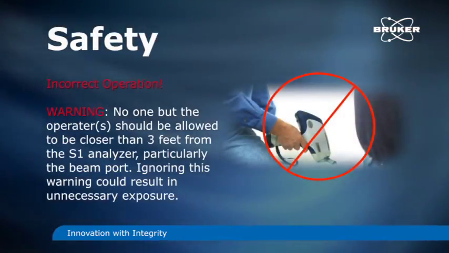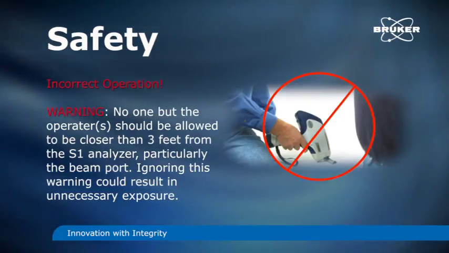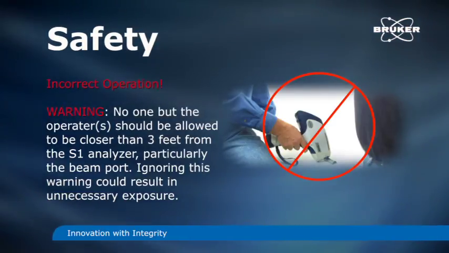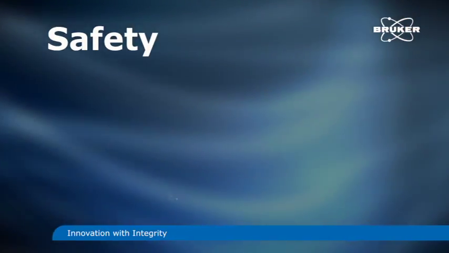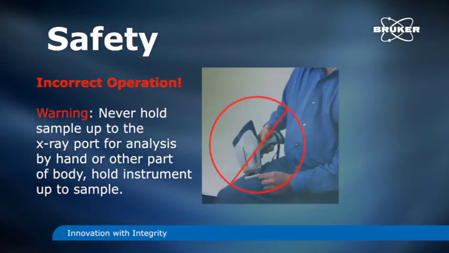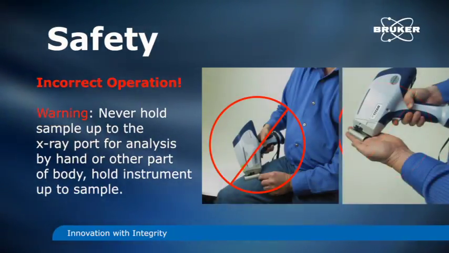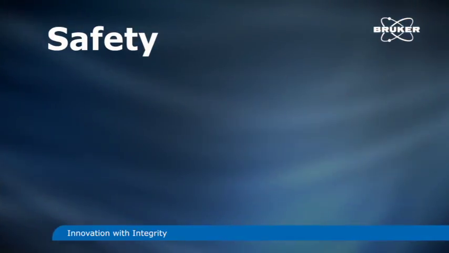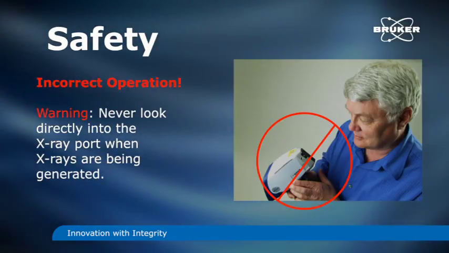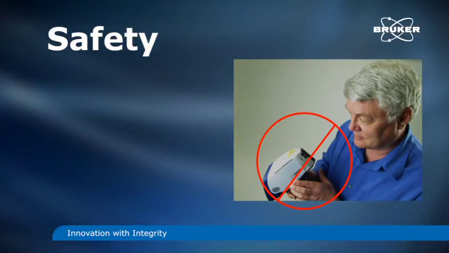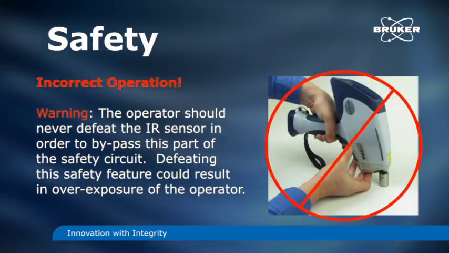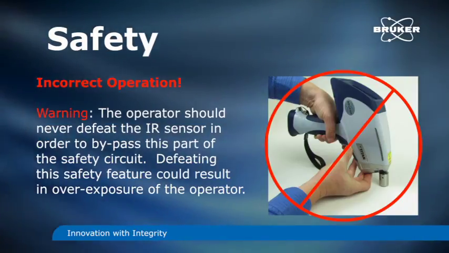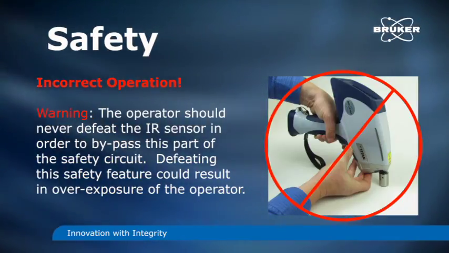No one but the operator should be allowed closer than 3 feet from the S1 analyzer, particularly the beam port. Ignoring this warning could result in unnecessary exposure. Never hold the sample up to the X-ray port for analysis by your hand or other part of the body. Hold the instrument to the sample. Never look into the useful X-ray beam. This could damage the lens of your eye. The operator should never defeat the IR sensor in order to bypass this part of the safety circuit. Defeating this safety feature could result in the overexposure of the operator.